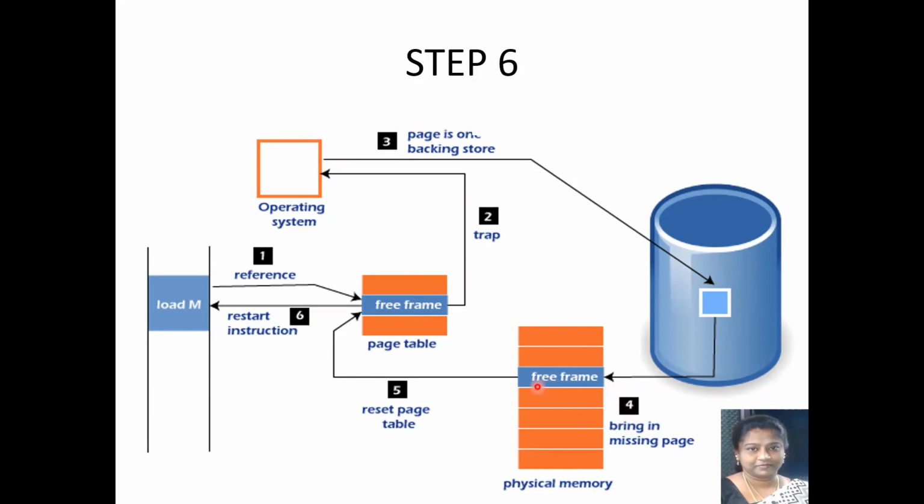Once this job is done, your step 5 is to reset the page table with the new values, that is, converting the valid invalid bit from invalid to valid. And finally, your 6th step will be restarting the instruction. I hope the steps in handling a page fault are very clear for you.